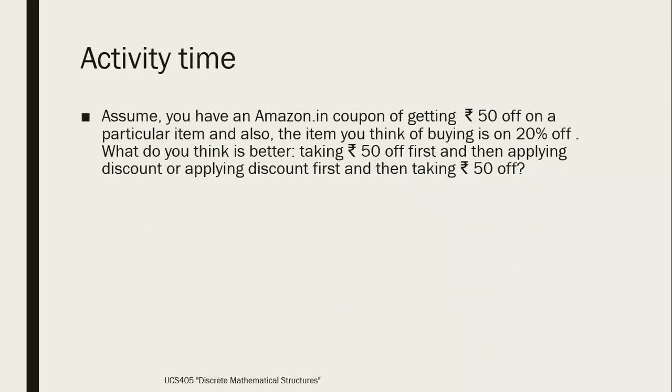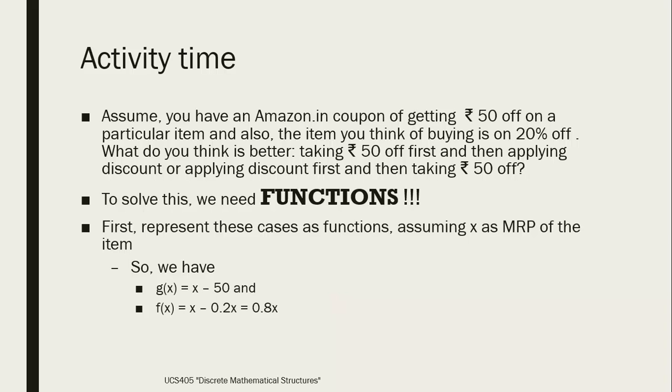Now let us do one activity. Assume we have an Amazon.in coupon of rupees 50 off on a particular item, and we also have 20% off on that item. Now what do you think is better? Taking rupees 50 off first and then applying the discount, or applying the discount first and then taking rupees 50 off? Any idea? Yes, we can solve this by using functions.